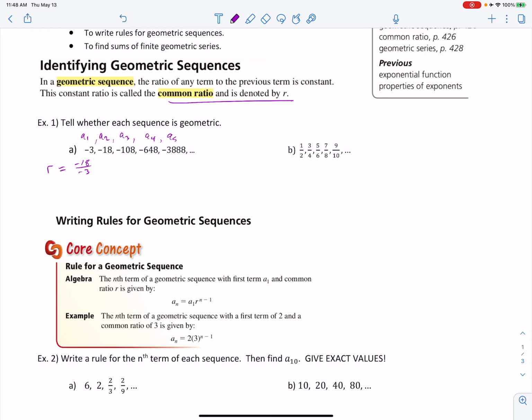So you take negative 18 divided by negative 3, and then to tell if this whole thing is geometric, you take the third term divided by the second, and then the fourth term divided by the third. You're taking each term divided by the term in front of it, and checking to see if they have the common ratio. All of these come out to 6. And so therefore, the sequence is geometric.